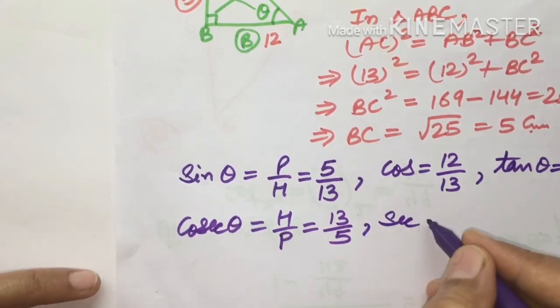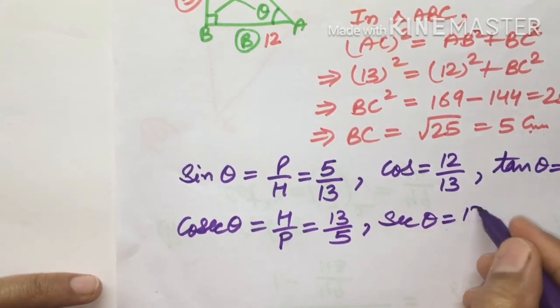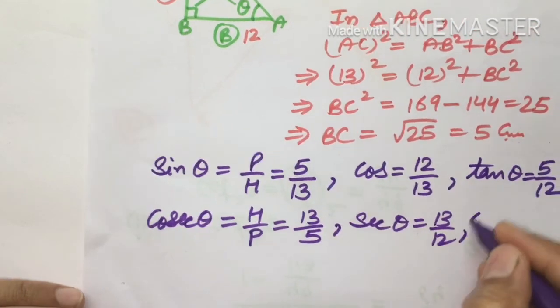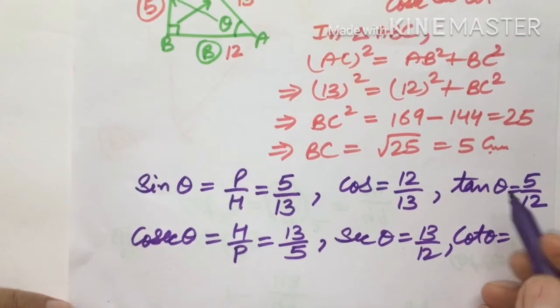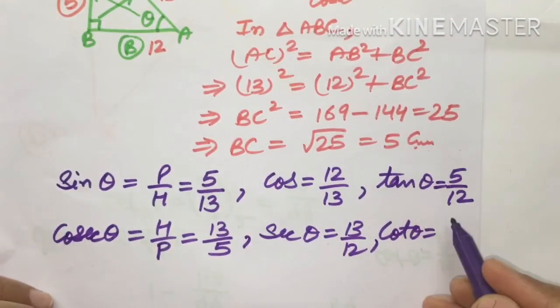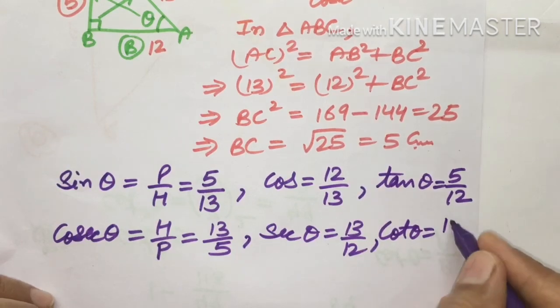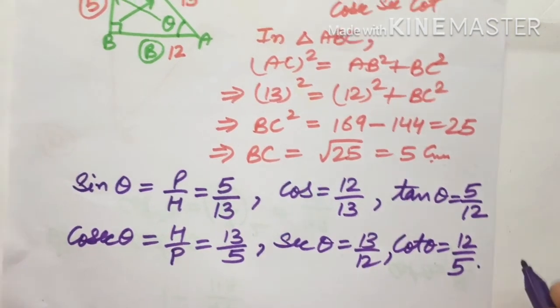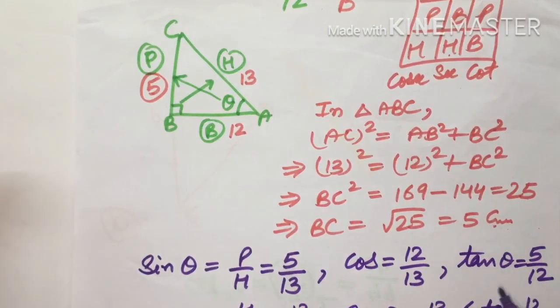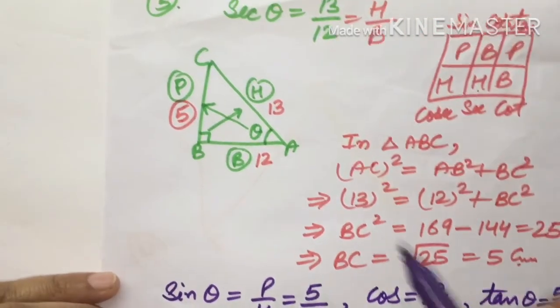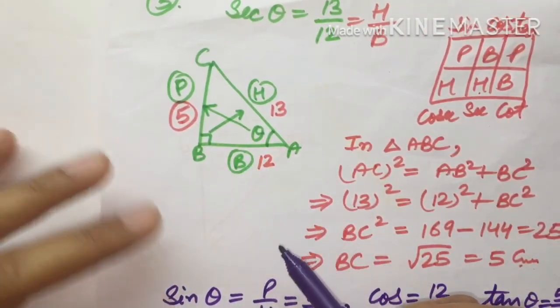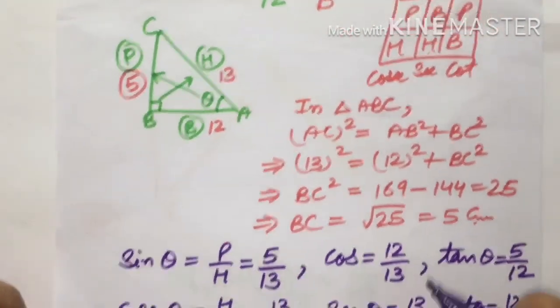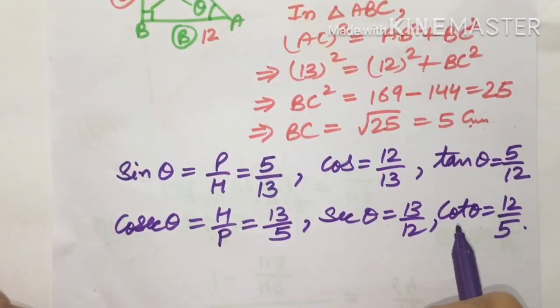Secant already given in the question, 13 upon 12. And then cot theta is reverse of tan, so tan is 5 upon 12, so value of cot is 12 upon 5. In this way we can find out all trigonometric ratios if we know all three sides of the triangle. So any trigonometric ratio we can find out.